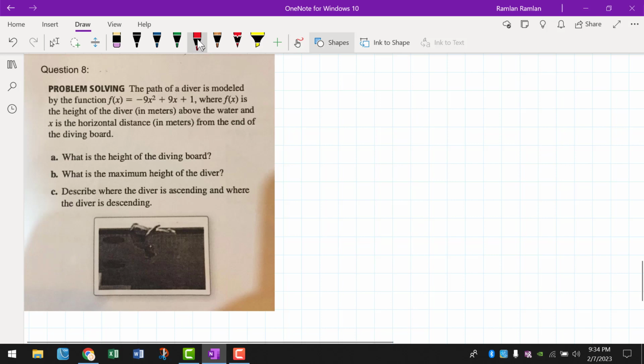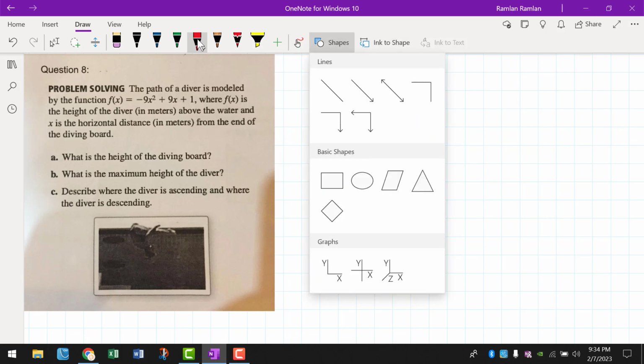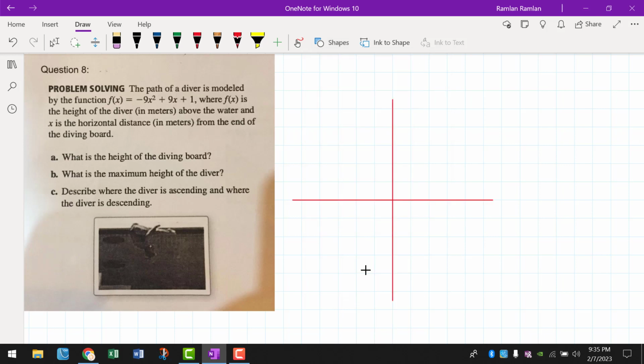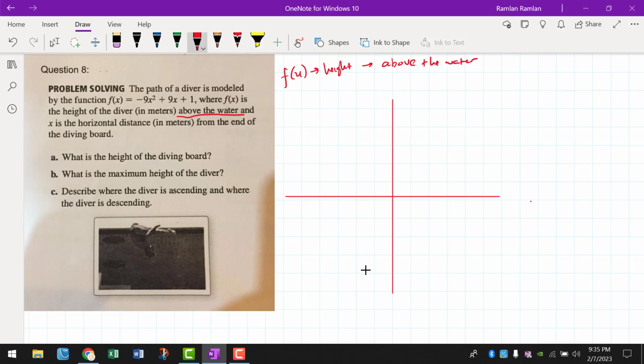So most of the time we need to illustrate what happened here, so I'm going to draw an x and y axis like this to see what really happened. Okay, so here it says that we have the function, and f of x is the height of the diver in meters, so it is vertical, like the height. So I'm going to write down f of x is the height, right? But the height above the water, so the ground zero is going to be the water level. Okay, and x is the horizontal distance in meters from the end of the diving board.